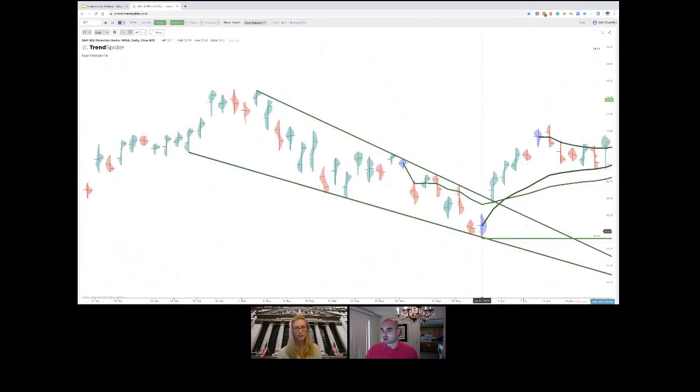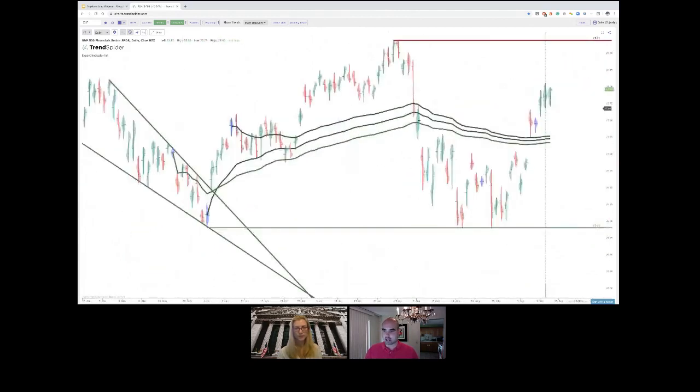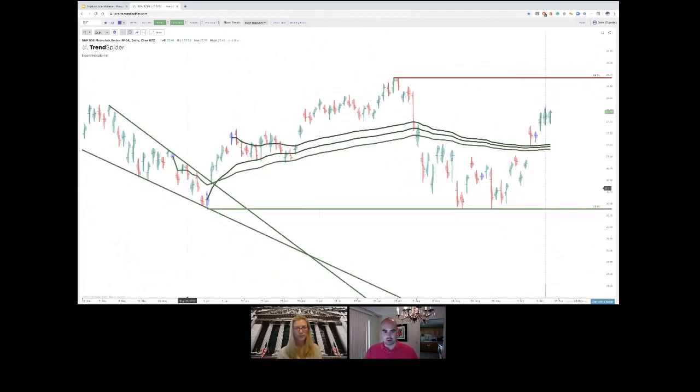So when blue raindrops are on resistance or support, they can be pretty interesting to look at as far as a possible big move to the upside or the downside. However, when you do have that support or resistance, it gives you a little more kind of logic to work off at least. So that's how you can utilize the blue raindrops. Jane, you have anything else that you want to go over before we kind of send it off for the day?